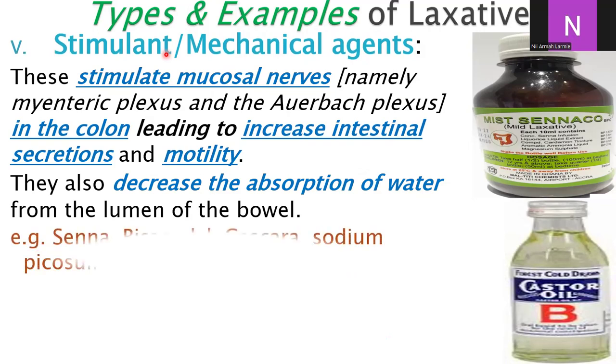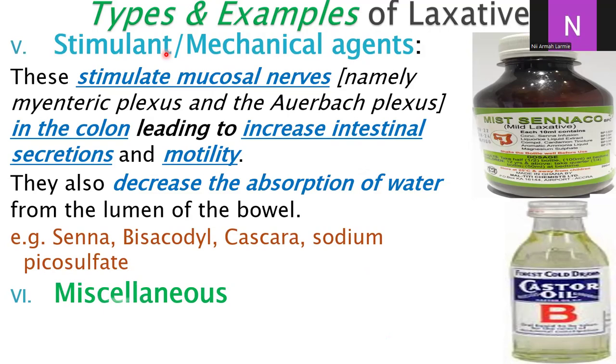Examples will be senna, bisacodyl, cascara, sodium picosulfate. Now, because these ones are working through the CNS, through the brain, these are usually the ones that can cause addiction. So we have people who become addicted to laxatives, and mostly it is these stimulant laxatives that work through the brain. We do not want to use them for long continuous periods because your patient may become addicted and could not visit the loo without the help of these agents.